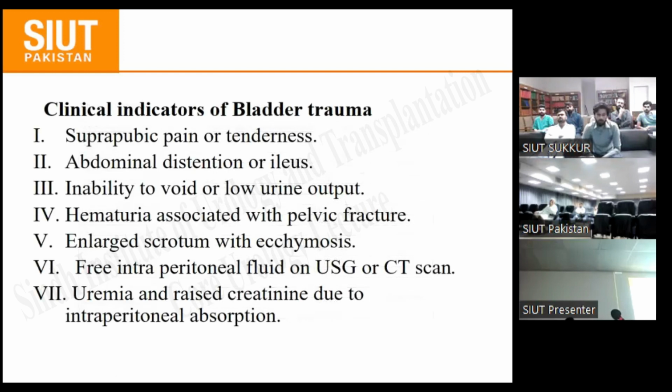Clinical indicators when we should suspect bladder trauma when the patient presents to us. These include suprapubic pain or tenderness, abdominal distension, or if the patient is in ileus, if there's inability to void or there is significantly low urine output despite having the desire. Hematuria associated with pelvic fracture is almost always associated with bladder trauma.